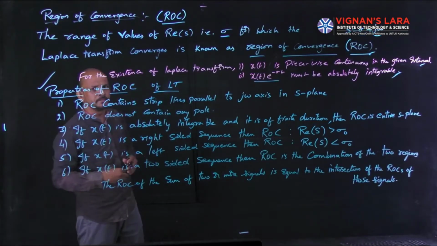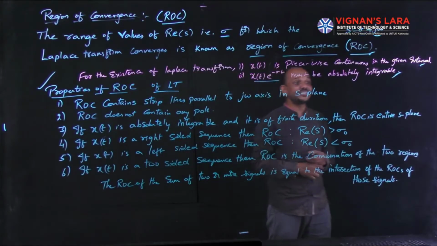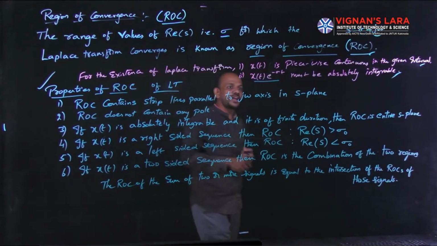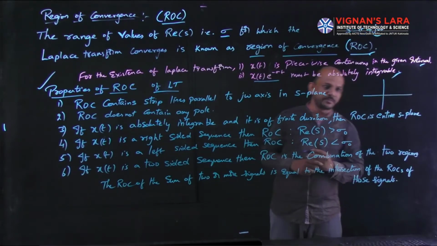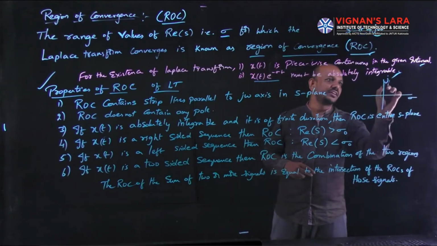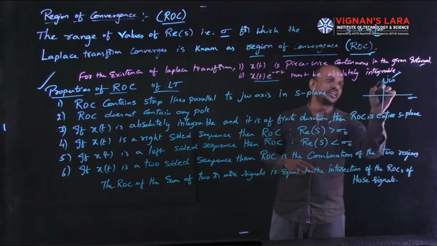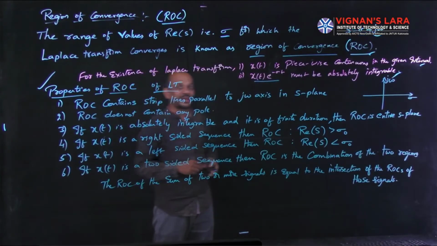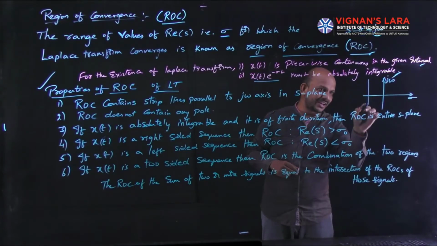The first property is the region of convergence contains strip lines parallel to j omega axis in S-plane. The ROC contains strip lines parallel to j omega axis in S-plane. So let us consider this as S-plane. S-plane consists of sigma on the x-axis and j omega on the y-axis. Here the ROC, the region of convergence, contains strip lines parallel to j omega axis. This is the j omega axis. For this, it will be parallel.